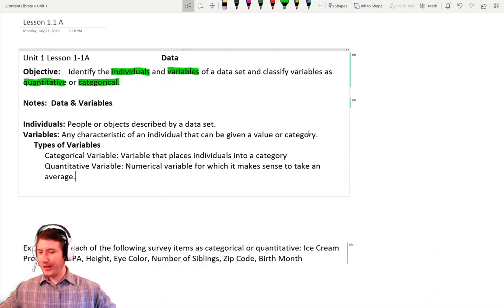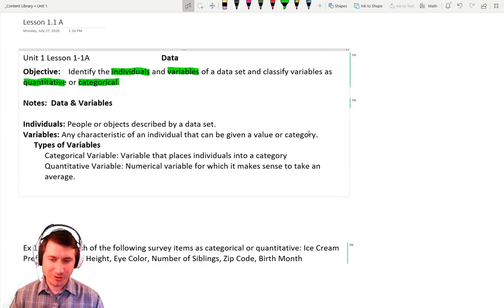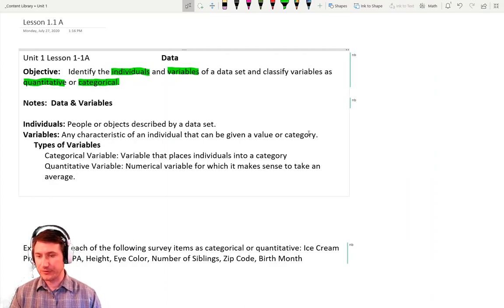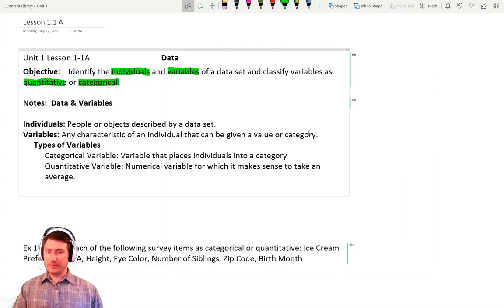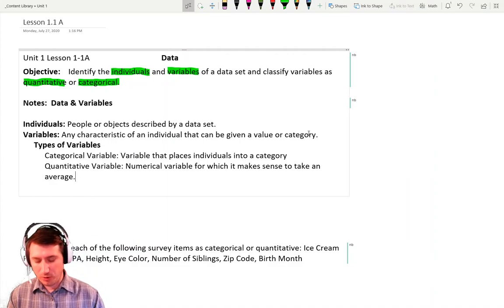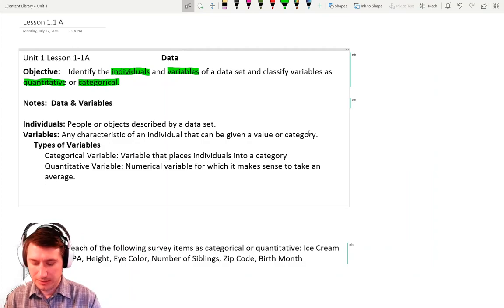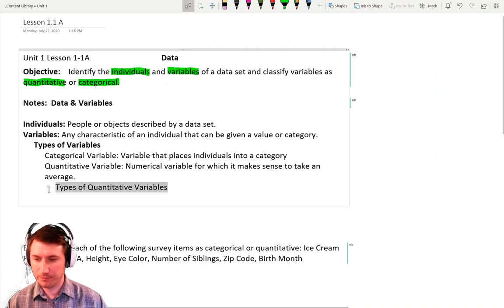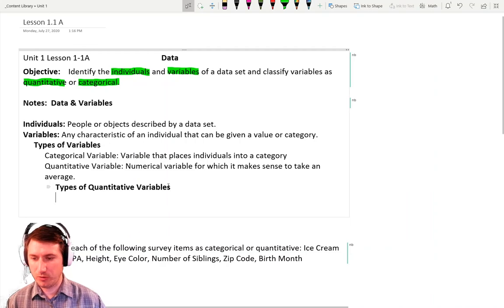I was a little careful there. Not every number is necessarily a quantitative variable. Almost. But if it makes sense to take the average of something, then that is definitely a quantitative variable. Now, I'm going to break it down a little bit more, because we can take the quantitative variables, and there are different types of quantitative variables. There are two types of quantitative variables.